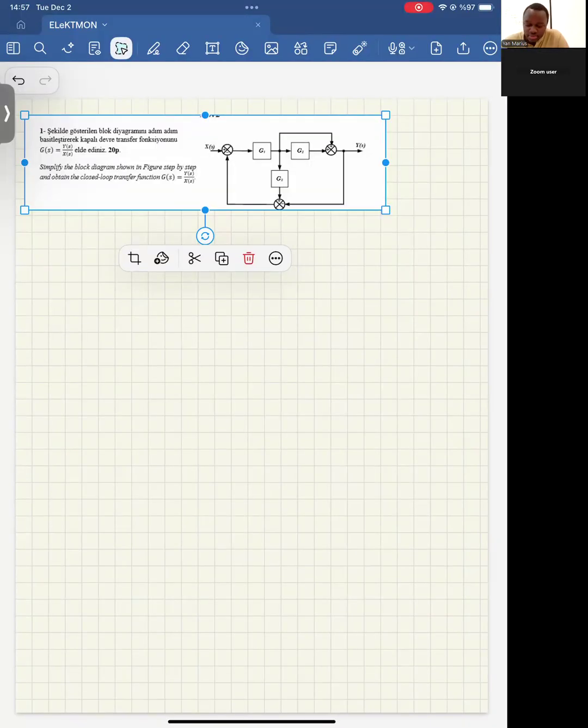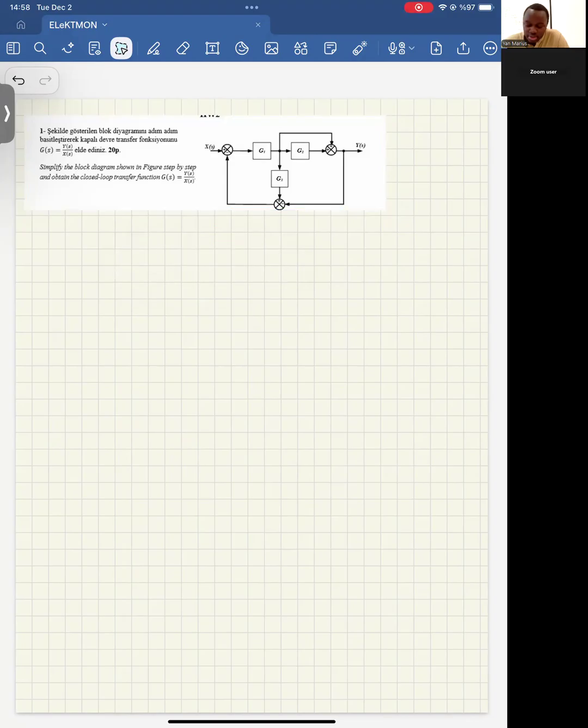So let's start with the first exercise. Here they ask to simplify the block diagram shown in the figure step by step and obtain the closed loop transfer function G(s) that is equal to Y(s) divided by X(s). So at first, let's simplify this one.